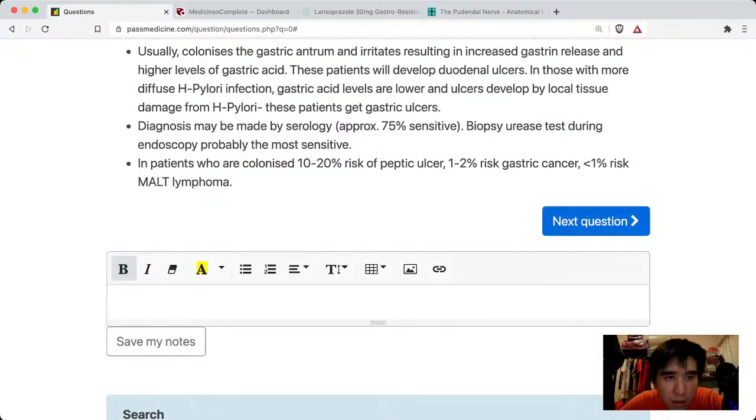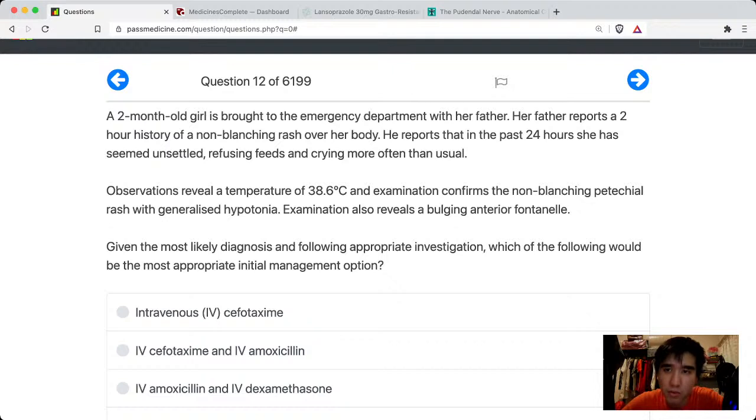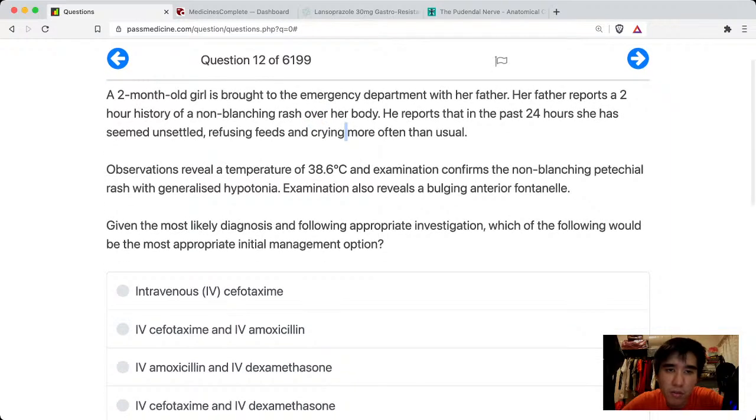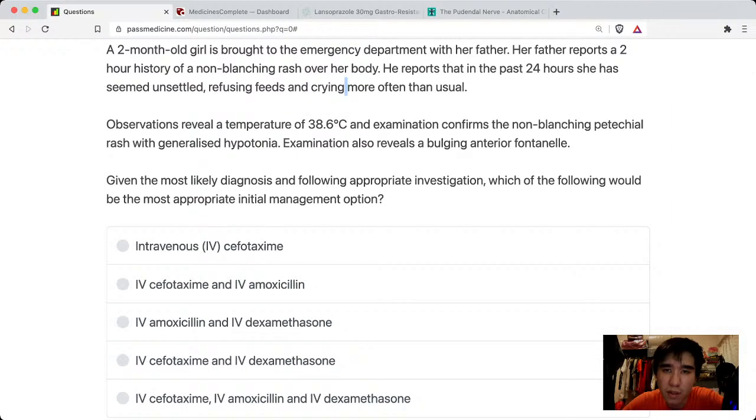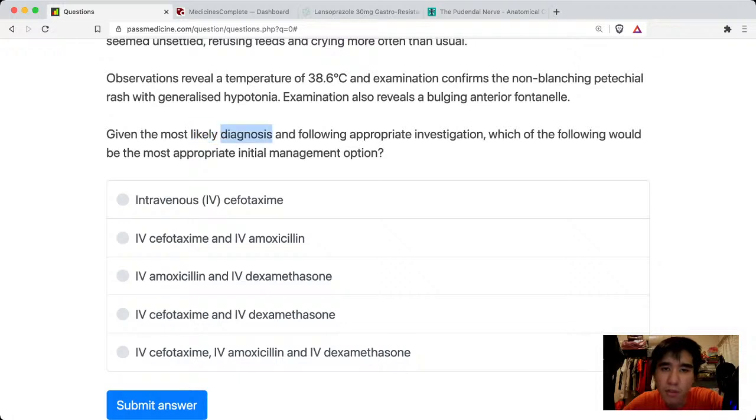Next question. A 2-month-old girl is brought to the emergency department with her father. Her father reports a 2-hour history of a non-blanching rash over her body. Oh no, is this meningitis? Meningococcal meningitis. He reports that in the past 24 hours she has seemed unsettled, refusing feeds and crying more often than usual. Observations reveal a temperature of 38.6 degrees Celsius and examination confirms the non-blanching petechial rash with generalized hypotonia. Examination also reveals a bulging anterior fontanelle, everything pointing towards meningitis. Given the most likely diagnosis and following appropriate investigation, which of the following would be the most appropriate initial management option?